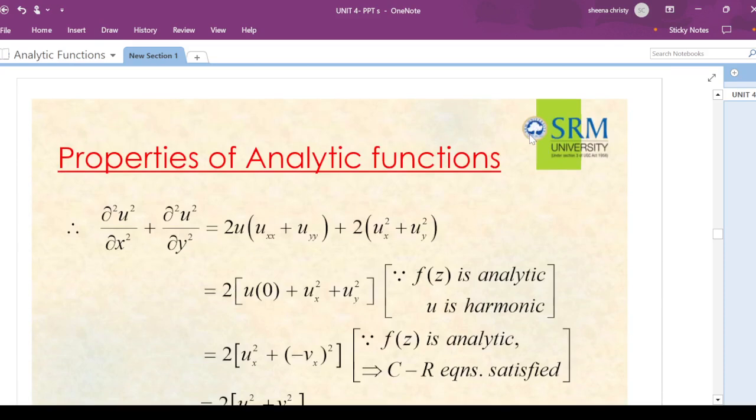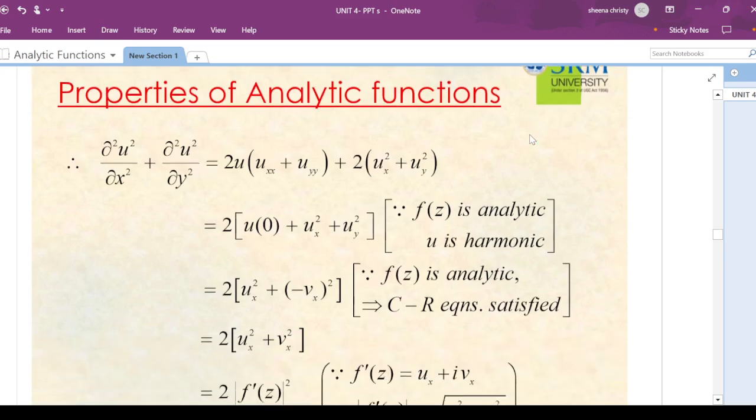You will get the answer, and by doing the addition of it, you will get dou square u by dou x square plus dou square u by dou y square is equal to 2 times u into dou square u by dou x square plus dou square u by dou y square, plus 2 times ux square plus uy square. So uxx plus uyy equal to 0 because it is satisfying the Laplace equation. f of z is an analytic function.